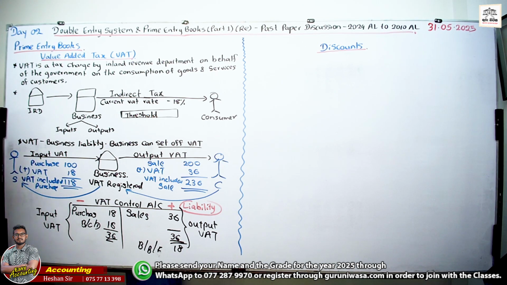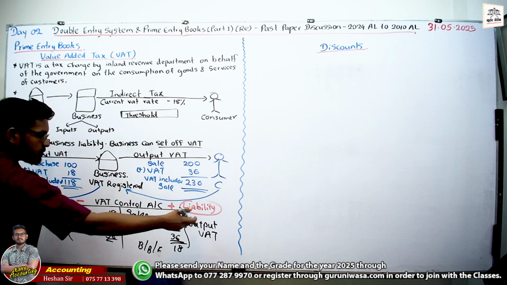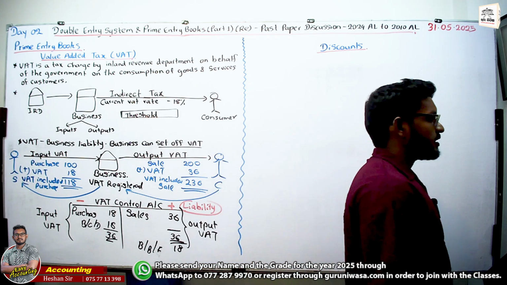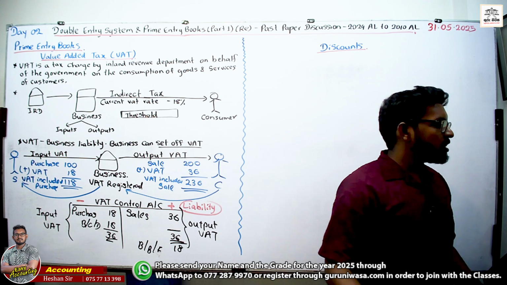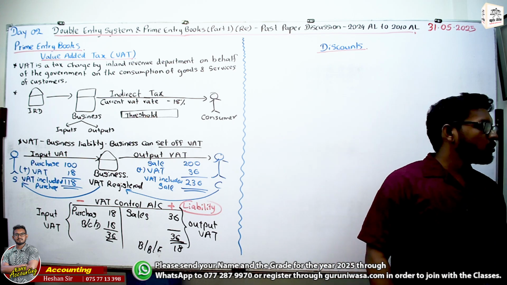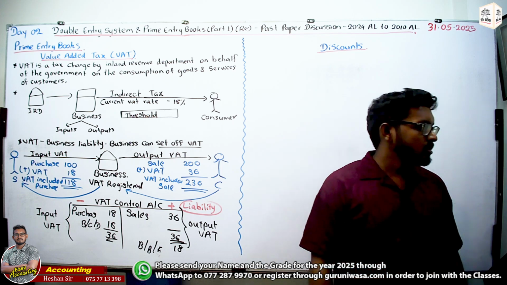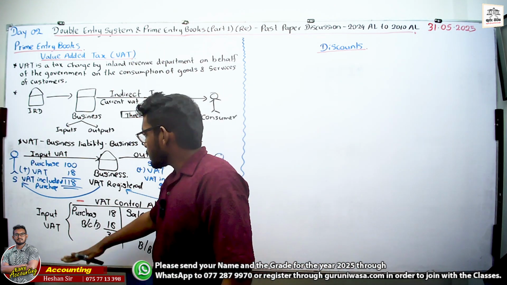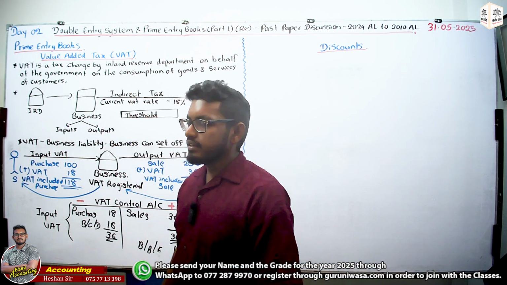When we pay VAT, we can set off from the output. Send me a thumbs up if it is clear. Right? Set off the balance amount we pay to the government. Hope it's clear to you. If there's any concern, send it to me, write it up and raise your hands, then I'll give you the double entries.